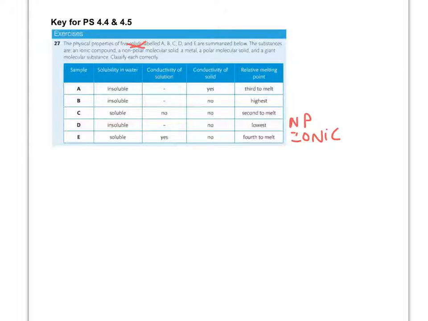And then when I look at what's left, my giant covalent, my metal, and my polar, I know the polar one is the one that's going to be soluble in water, okay, but it's not going to be conductive because polar substances don't have the ions being released in there. So my C, I believe, is going to be my polar molecule.